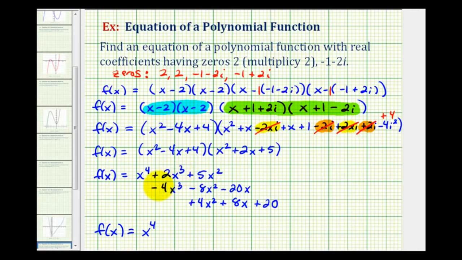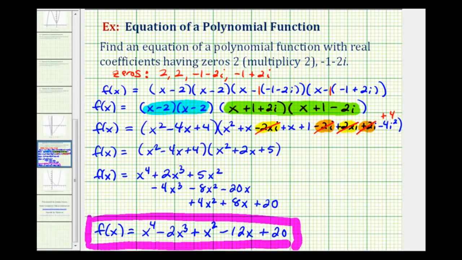2x cubed minus 4x cubed, that's minus 2x cubed. 5x squared minus 8x squared, that's negative 3x squared. Plus 4x squared, that's plus 1x squared, or plus x squared. Negative 20x plus 8x is minus 12x. And we have our constant of plus 20. This is an equation of a polynomial function of degree 4 that would have the given zeros.